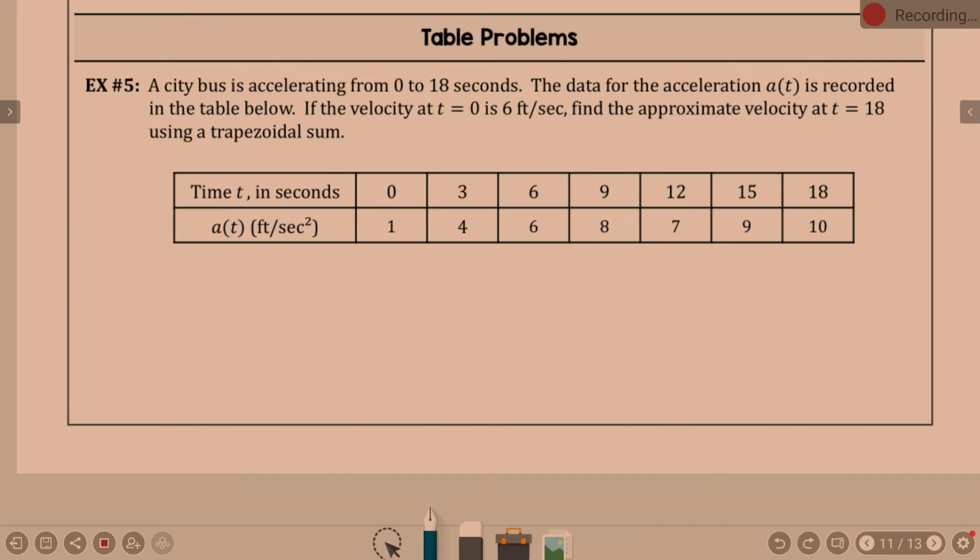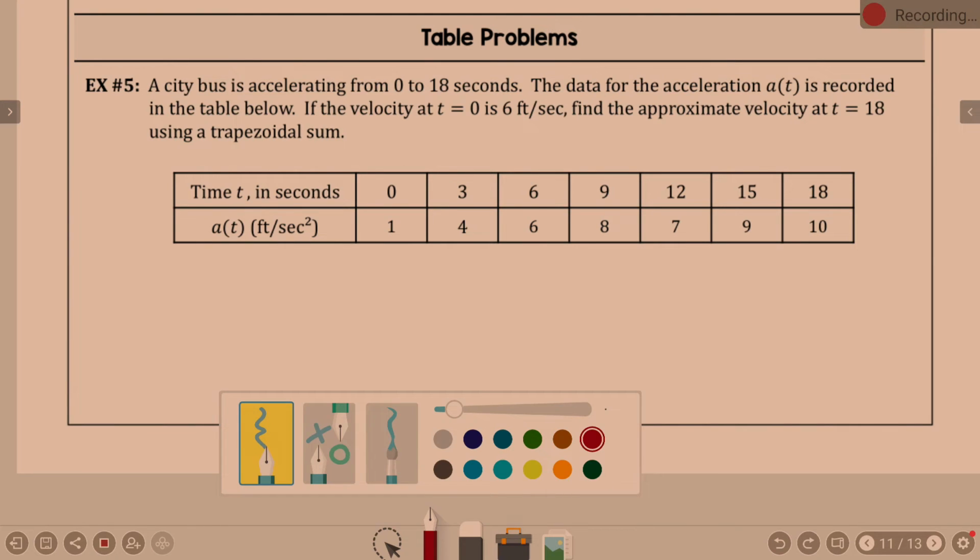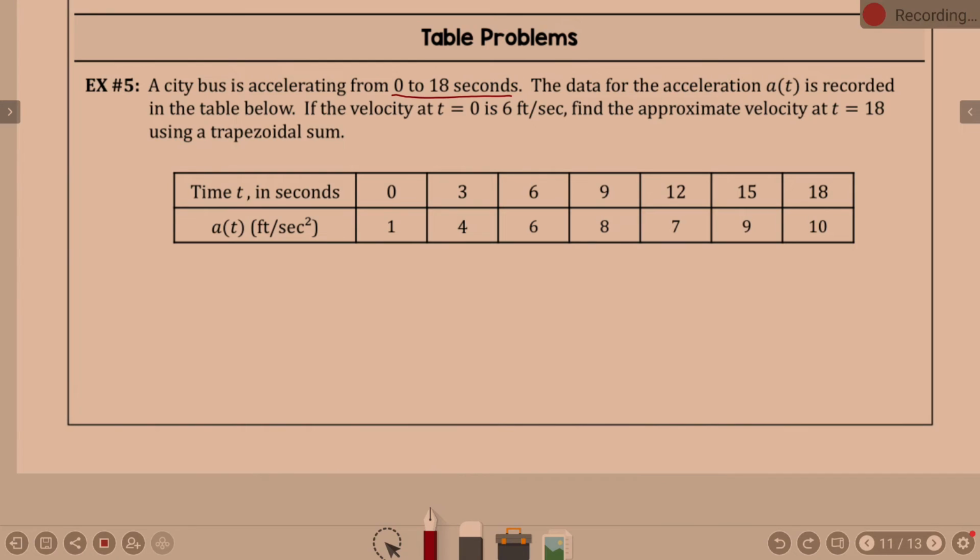No, trapezoidal sums have not gone away, right? Well, this one shouldn't be too bad. It's all the same. Hey, at least we got that in our favor, right? Okay. So, what do we have here? Bus is accelerating from 0 to 18 seconds. The data for the acceleration, notice that's what they give us here, is recorded in the table below. The velocity at t equals 0 is 6. So what is that saying? My brain correlates it to v of 0 is 6. Find the approximate velocity at t equals 18 using a trapezoidal sum.